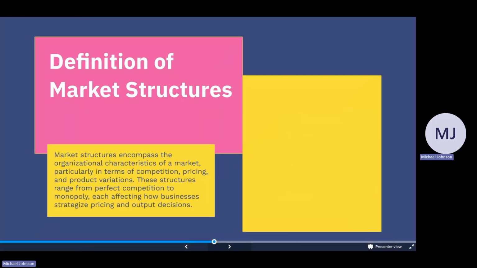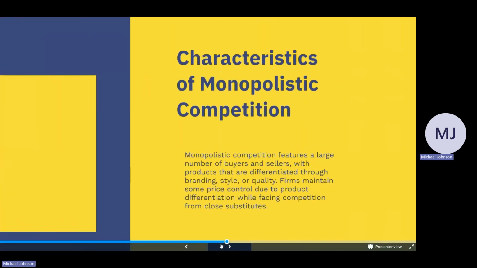Definition of market structures. Market structures encompass the organizational characteristics of a market, particularly in terms of competition, pricing, and product variations. These structures range from perfect competition to monopoly, each affecting how businesses strategize pricing and output decisions.